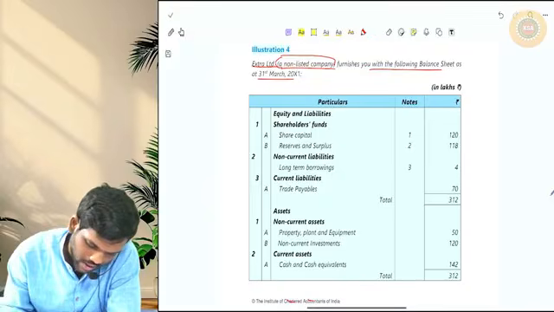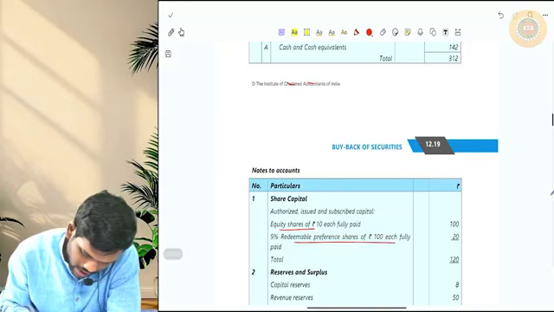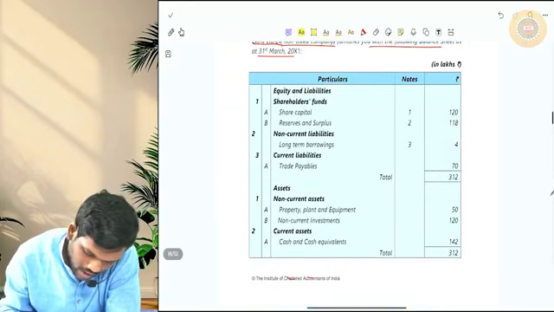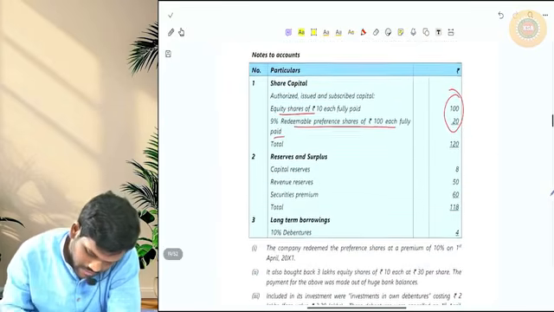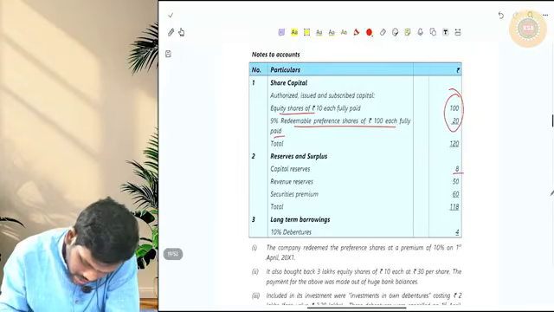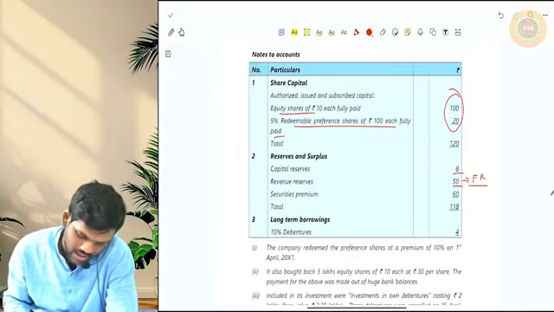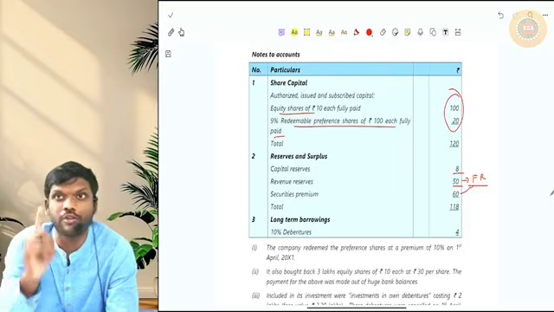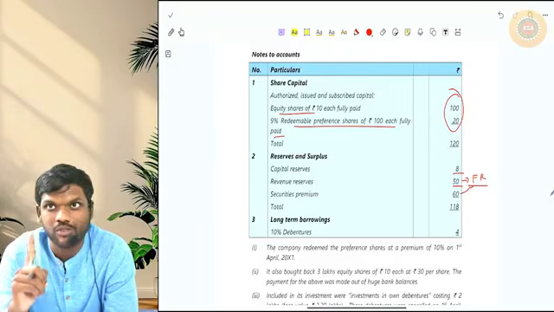The company furnishes the following balance sheet as on 31st March 20x1. We have share capital: equity share capital and preference share capital, 100 plus 20, 120. Then we have reserves and surplus: a capital reserve, a revenue reserve, which is a free reserve, and securities premium. This securities premium is also a free reserve only for the purpose of buyback. Remember, for no other purpose should you treat this securities premium as free reserve.